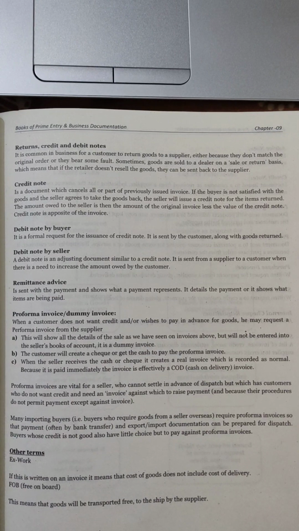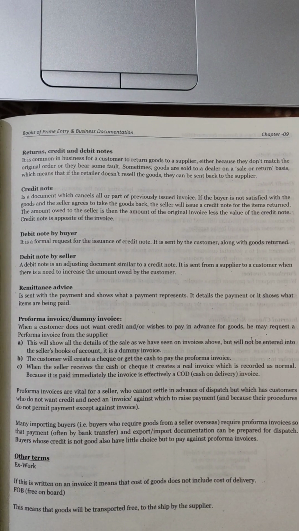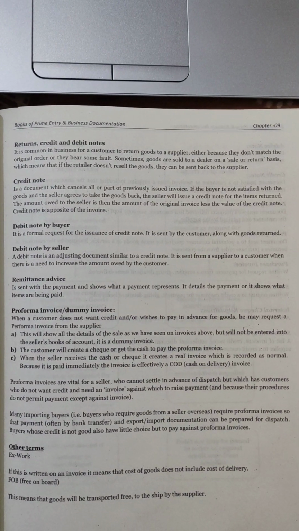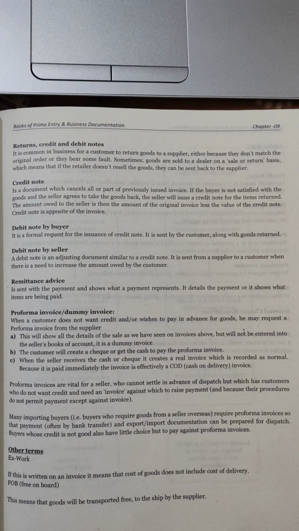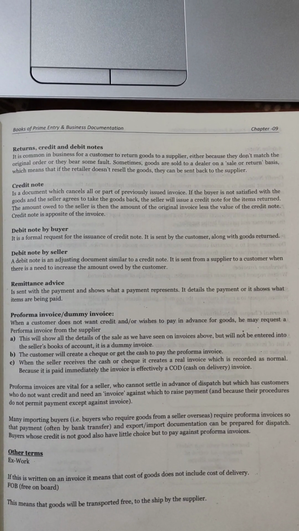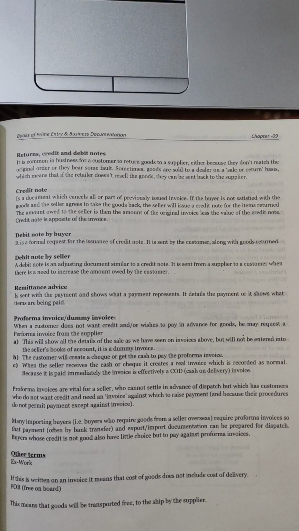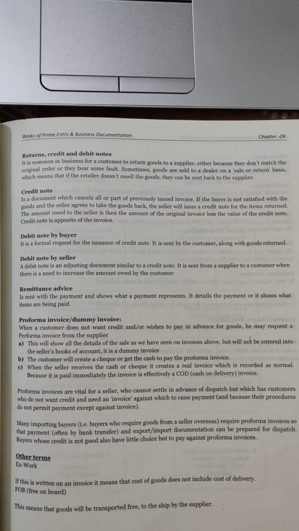So a credit note is a document which cancels all or part of a previously issued invoice. If a buyer is not satisfied with the goods and the seller agrees to take the goods back, the seller will issue a credit note for the items returned. The amount owed to the seller is then the amount of the original invoice less the value of the credit note. A credit note is the opposite of the invoice.